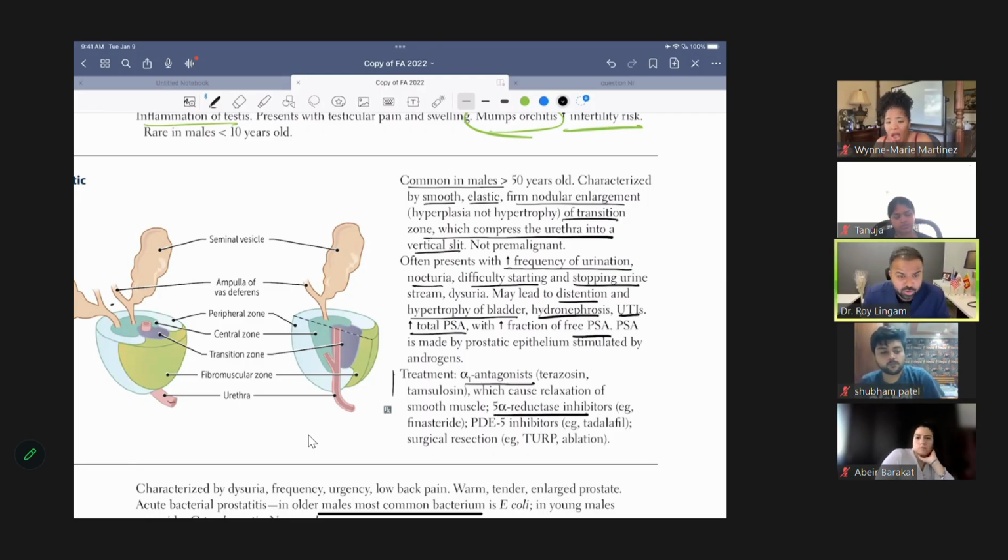5-alpha reductase inhibitor is your finasteride. Why do we give 5-alpha reductase? It inhibits the conversion of testosterone to DHT. DHT is important to develop. What are the 3 structures? Type it up.